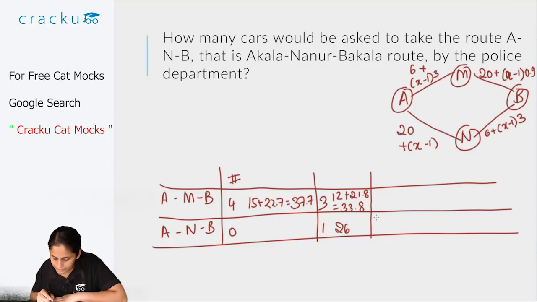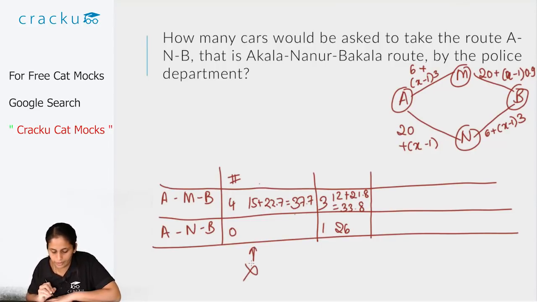Now if you were in these guys' position, all cars went via AMB and they took 37.7 minutes. But if one of them switched to ANB, they would go through at 26 minutes. So they would definitely not follow the police orders and they would go through ANB. So this is definitely not the case. Now let's consider the case where there are 2 and 2 cars.